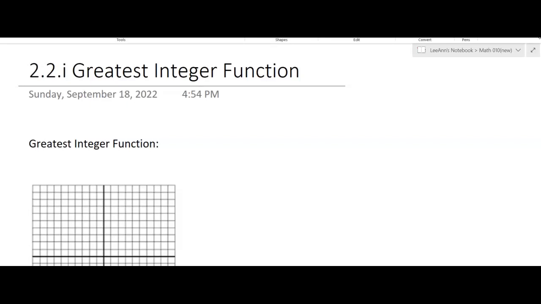Okay, so now we're going to talk about the greatest integer function, and I'll explain what it is. I've got two examples of it.